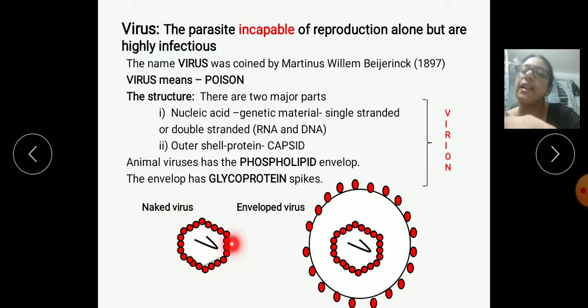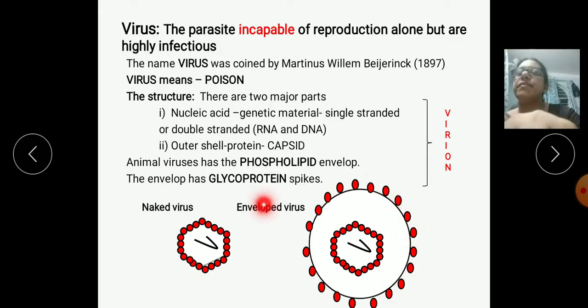Why is it called naked? Because only the nucleic material and the protein coat, that is the capsid, are present, and together we call it the nucleocapsid. The other one is the enveloped virus. Why is it enveloped? Because the nucleocapsid has an outer coating of phospholipid which has the glycoprotein spikes.